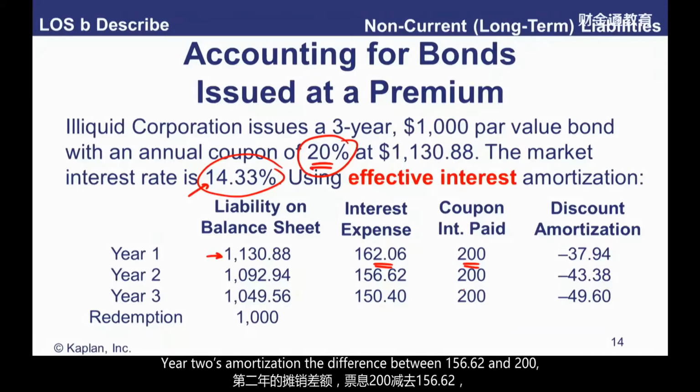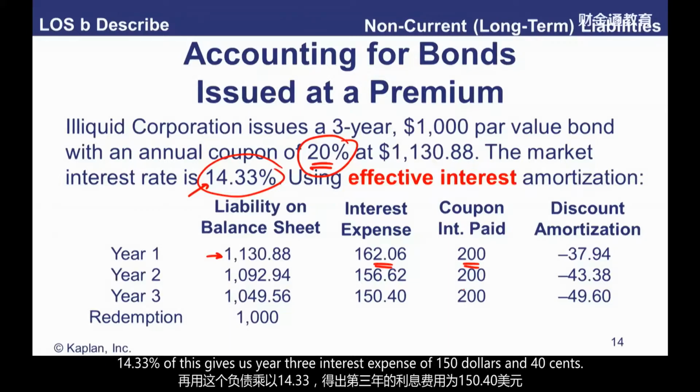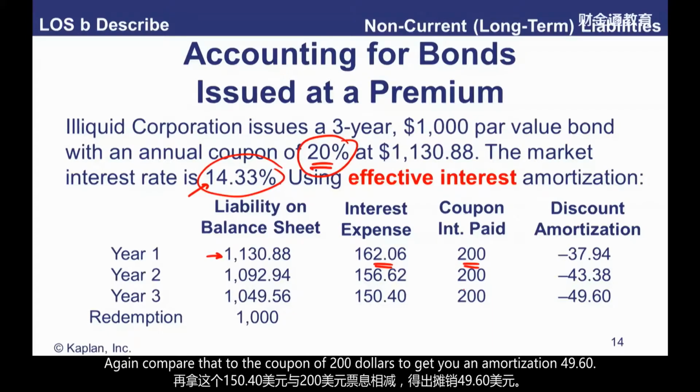Year 2's amortization, the difference between 156.62 and 200. So this time we've got a negative amortization of 43.38. That reduces the liability by a further 43.38. So at the end of year 2, beginning of year 3, our liability is now $1,049.56. 14.33% of this gives us year 3's interest expense of $150.40.